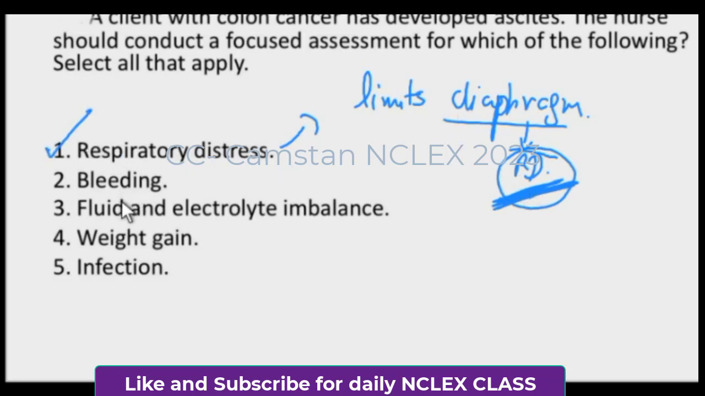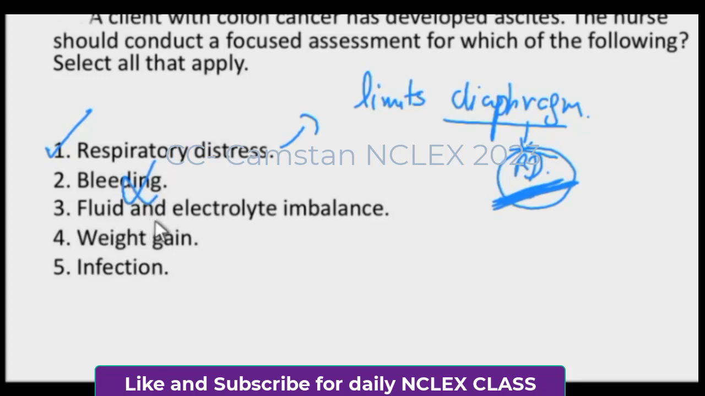Second one is bleeding. Bleeding can happen when there is liver enzymes deficiency, or if there is alteration of the liver enzymes which are involved in coagulation, but in this it is not the right option, so bleeding is not correct.